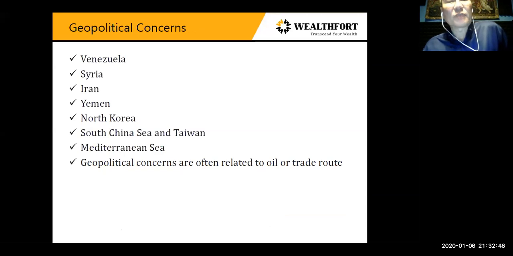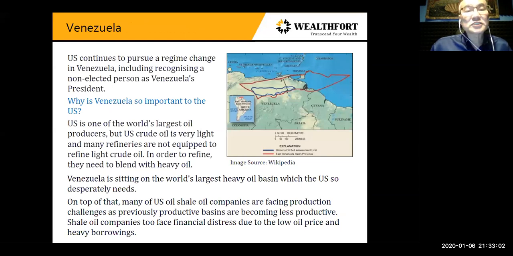So, geopolitics and oil. These are my areas of geopolitical concern: Venezuela, Syria, Iran, Yemen, North Korea, South China Sea, Taiwan, and the Mediterranean Sea. More often than not, geopolitical concerns are related to oil or trade routes. Now, Venezuela. The US continues to pursue regime change in Venezuela, including recognizing a non-elected person as Venezuela's president. Why is Venezuela so important to the US? The US is one of the world's largest oil producers, but US crude oil is very light, and many refineries are not equipped to refine light crude oil. In order to refine it, they need to blend it with heavy oil.